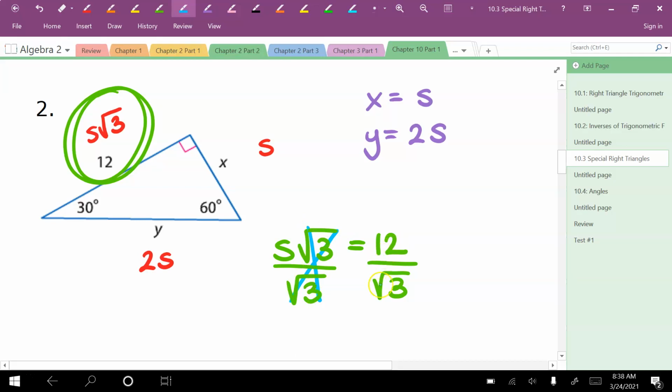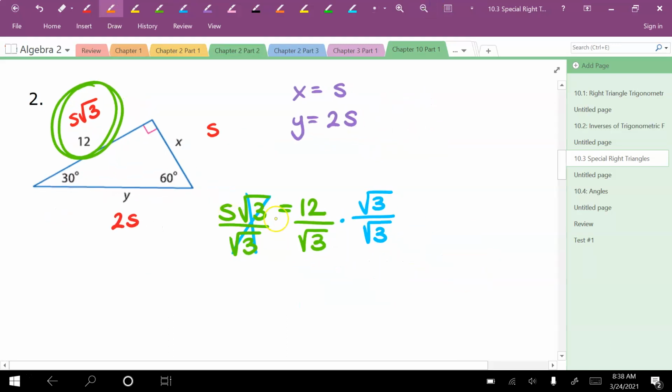But you probably were taught that you can't have a radical in the denominator. It's considered bad form. So we have to get rid of it by rationalizing it. To get rid of it, we're going to multiply the top and the bottom by that square root of 3. So now I have s equals, and if I multiply these fractions, on top I have 12 square root of 3.